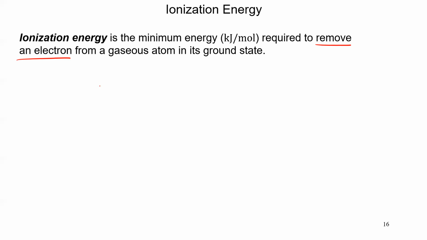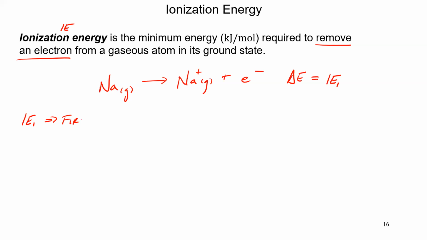So if we're removing something, let's say that's like sodium, now it tells us that it's got to be in the gas phase. And so we're going to Na plus, still in the gas phase, plus an electron, right? The change in energy for this system is equal to the first ionization energy of sodium, okay? i.e. ionization energy, okay? And I put a little 1 down there, and so IE1 we call the first ionization energy, and that's just removing the first electron.